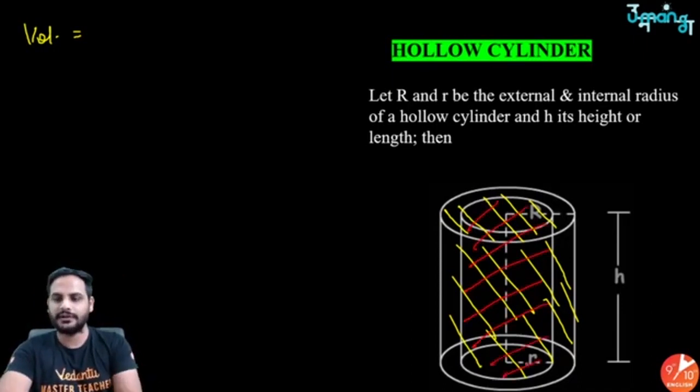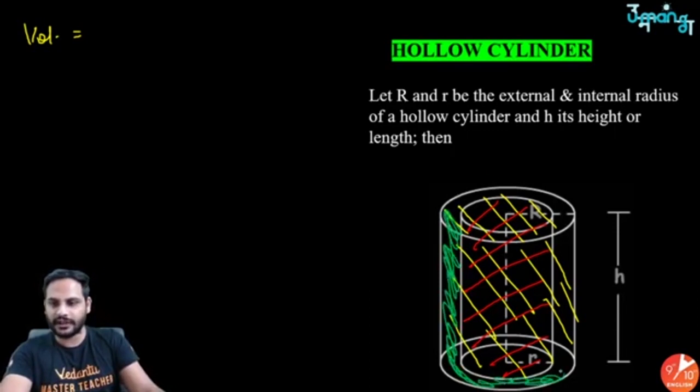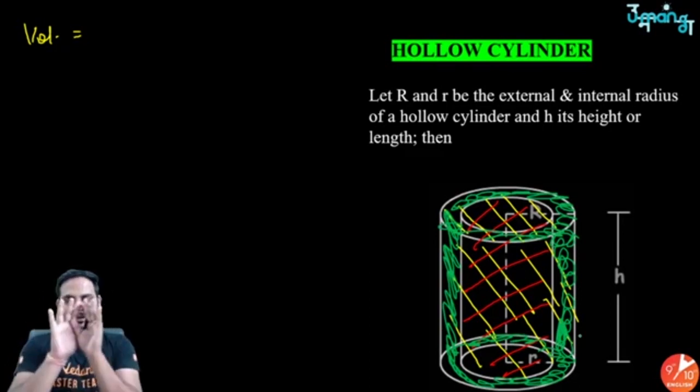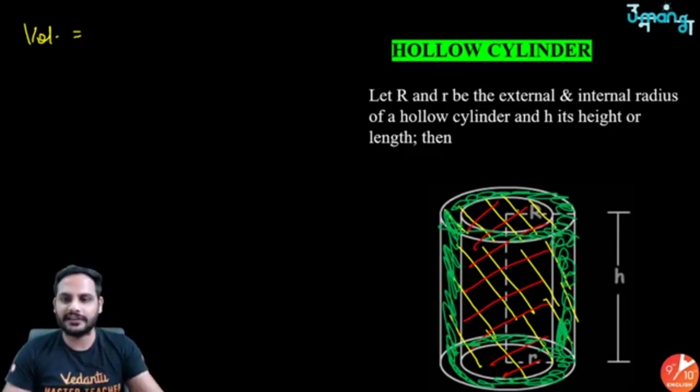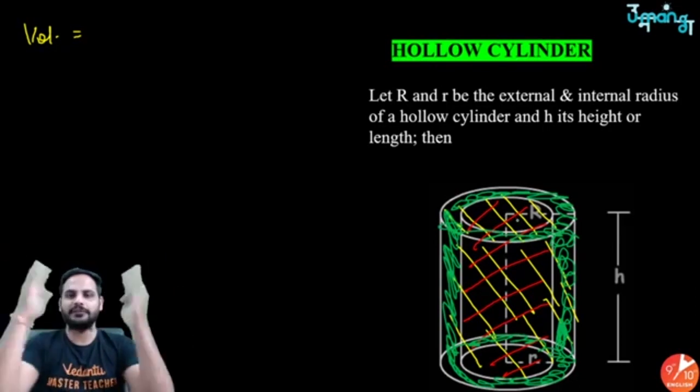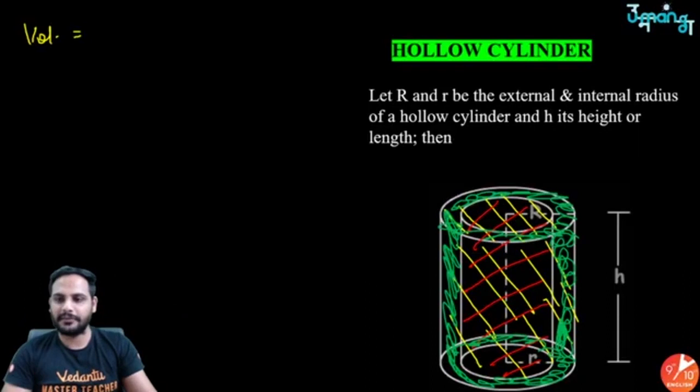There is nothing over here. So now I can clearly say that the remaining part is where the material can be stored. The capacity will be only in this much portion, the hollow part. So you can clearly understand that it is going to be the volume of the outer cylinder minus the volume of the inner cylinder. That much capacity you have removed. From the outer cylinder you have removed the capacity of the inner cylinder.